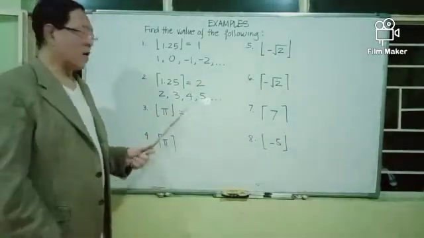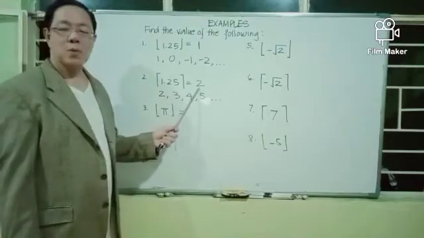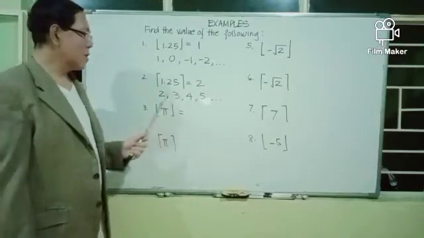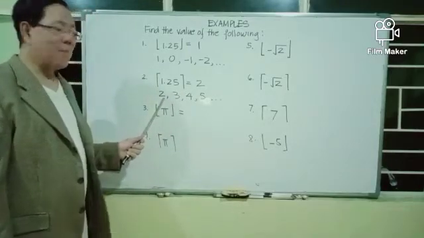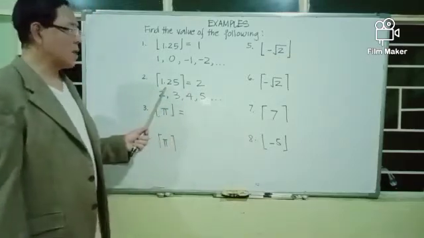Thus, the ceiling of 1.25 is 2. 2 is the smallest or the least among the integers that are greater than or equal to 1.25.